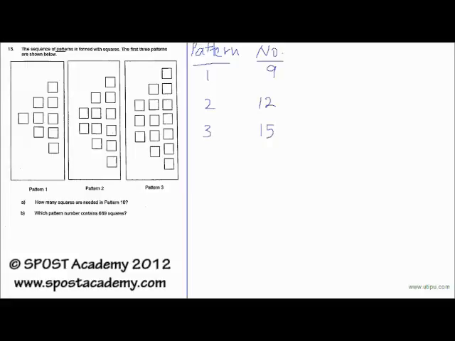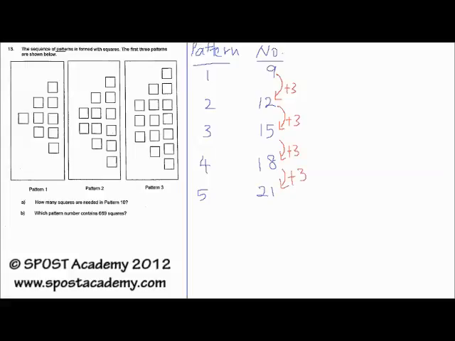So looking at this, you will realize that from pattern 1 to 2 is an addition of 3. From 2 to 3 is also an addition of 3. So if you move on, so on and so forth, pattern number 4, I would expect it to be 18 because of adding 3. Going to pattern number 5, I would expect it to add another 3, which is 21, because it's all just a simple plus 3.